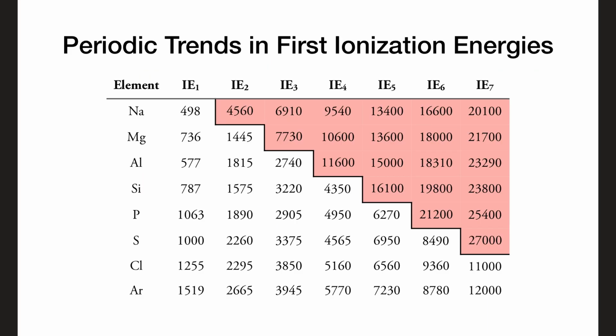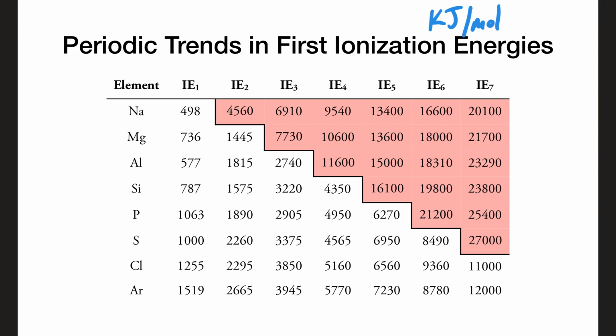So if we look at periodic trends in first ionization energies, let's look at sodium again. That first ionization energy was 498, and this is probably kilojoules per mole of electrons. So we need 498 kilojoules. To take away a second electron from sodium, we need almost 10 times more energy. That's because it's coming from an inner shell.